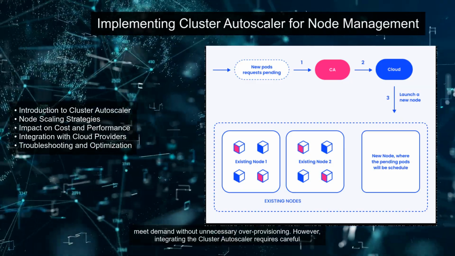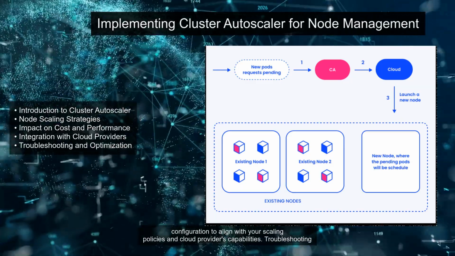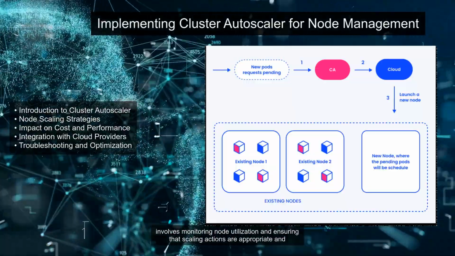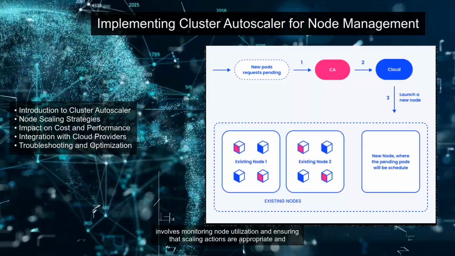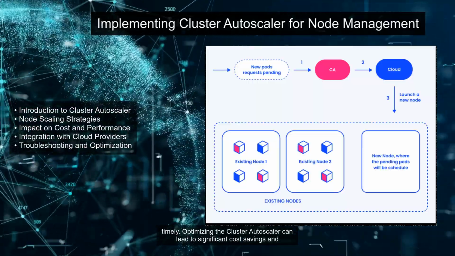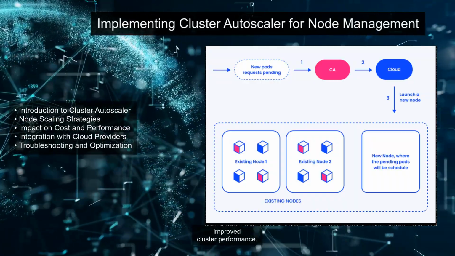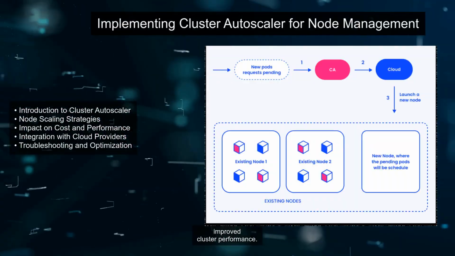However, integrating the Cluster Autoscaler requires careful configuration to align with your scaling policies and cloud providers' capabilities. Troubleshooting involves monitoring node utilization and ensuring that scaling actions are appropriate and timely. Optimizing the Cluster Autoscaler can lead to significant cost savings and improved cluster performance.